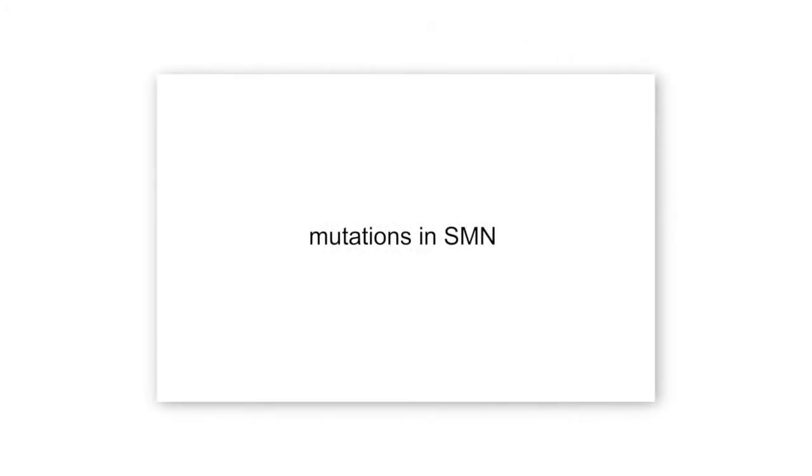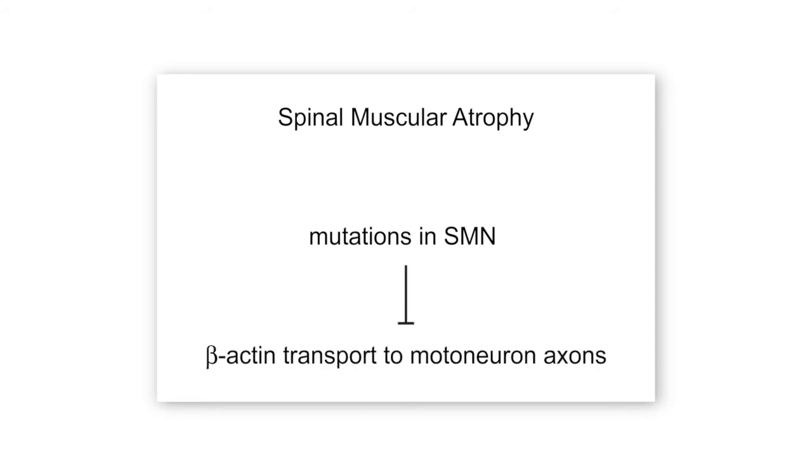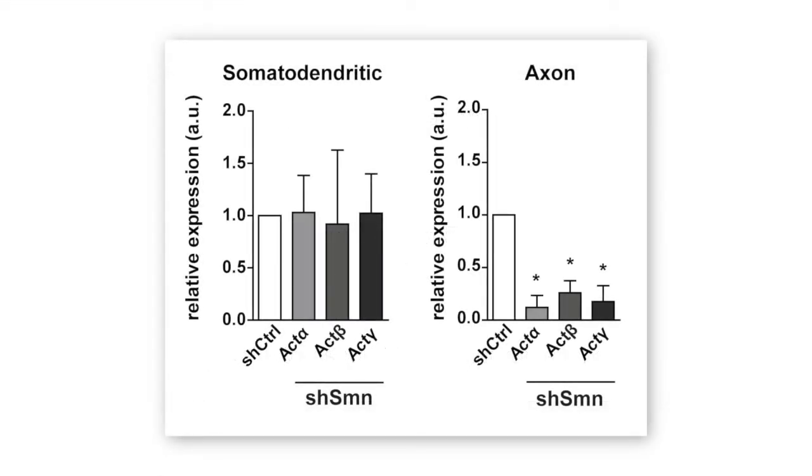Mutations in the protein SMN cause spinal muscular atrophy, and these mutations are known to disrupt the transport of beta-actin mRNA into motoneuron axons. Moradi et al. found that the axonal targeting of alpha and gamma-actin mRNAs was also disrupted in SMN-deficient motoneurons, suggesting that defects in the localization and function of all three actin isoforms might contribute to the pathology of spinal muscular atrophy. Sendtner and colleagues are also interested in the role of alpha-actin in motoneuron regeneration, since alpha-actin mRNA is upregulated in response to spinal cord injury.